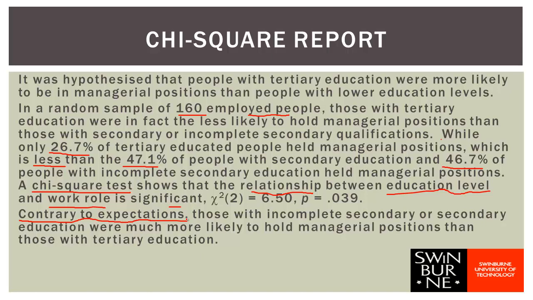So contrary to expectations, those with incomplete secondary or secondary are much more likely to hold managerial positions than those with tertiary education. Other key word in here, likely. So when we're talking about our percentages, higher percentage means you are more likely, lower percentage means you are less likely. Okay, so let's have a look at another example.